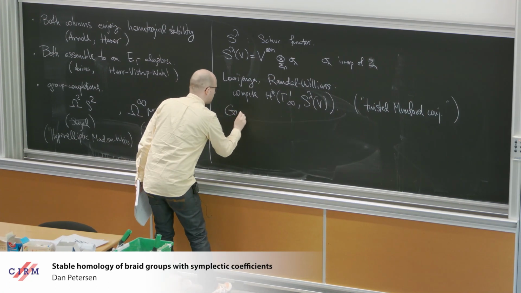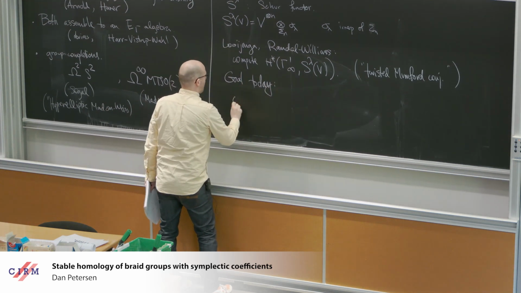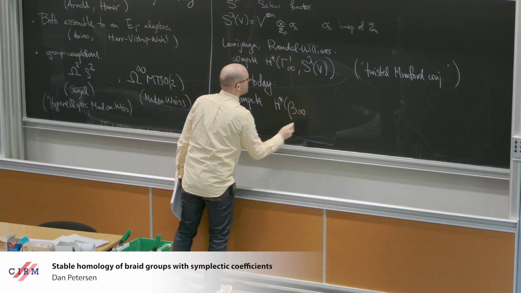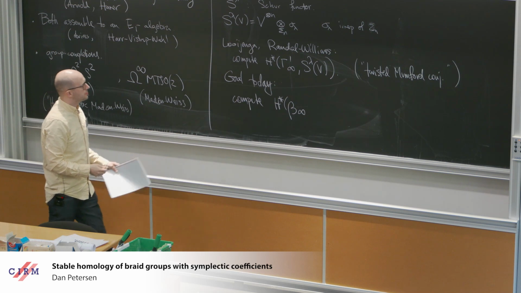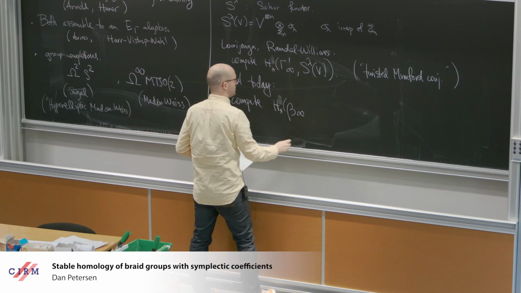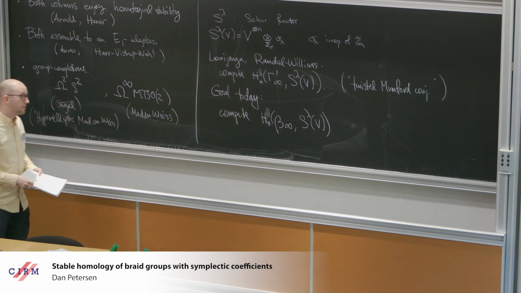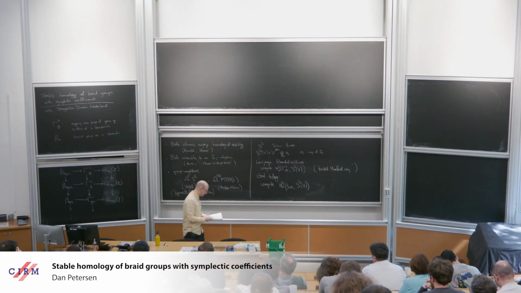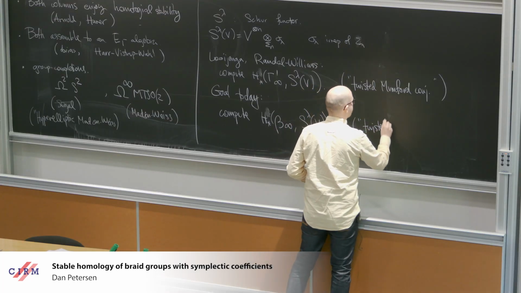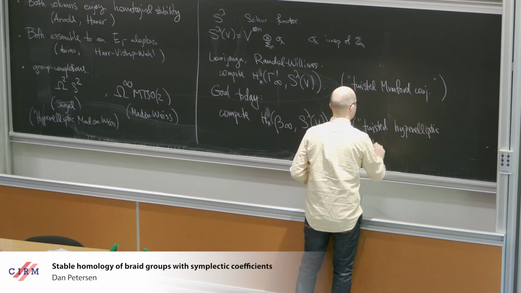And the goal of this talk is to compute the stable cohomology. Actually, let me switch to homology. It's not going to matter. With these same coefficients coming from Schur functors. And you might call this the twisted hyperelliptic Mumford conjecture.